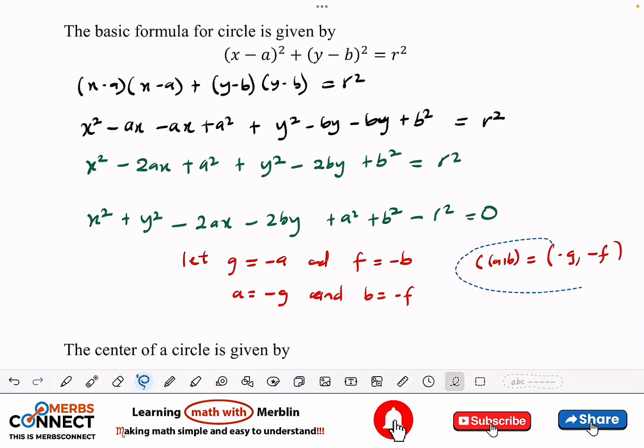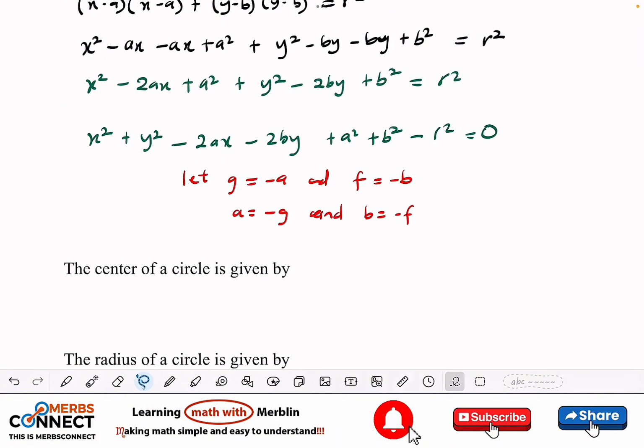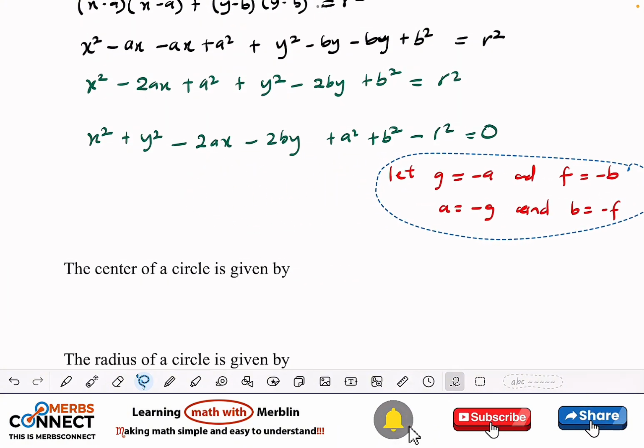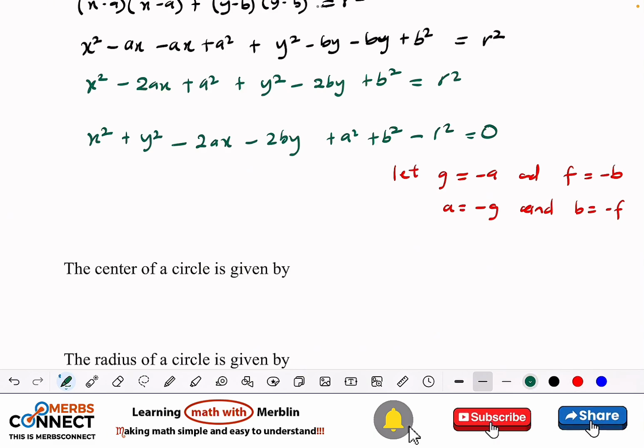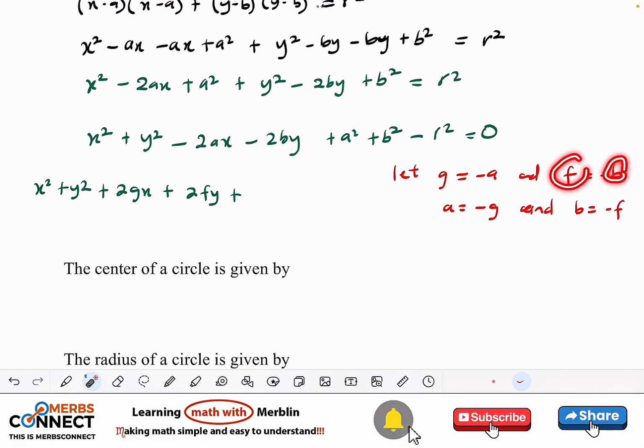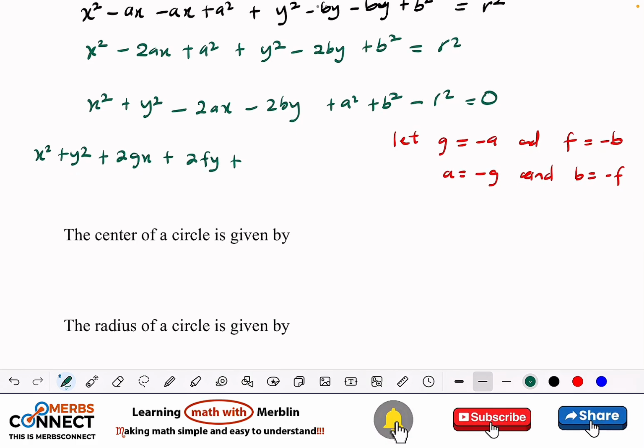So let me just pick it and put it up here, and shift this guy to the other side. Let's continue. So now we are going to have x² + y² + 2gx + 2fy plus, so now we know that −a is equal to g. That's what I have done, the replacement: −a is equal to g, and −b is equal to f.